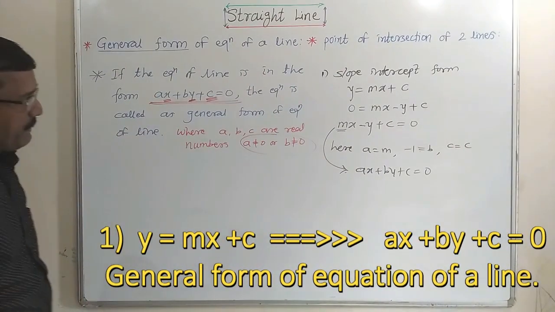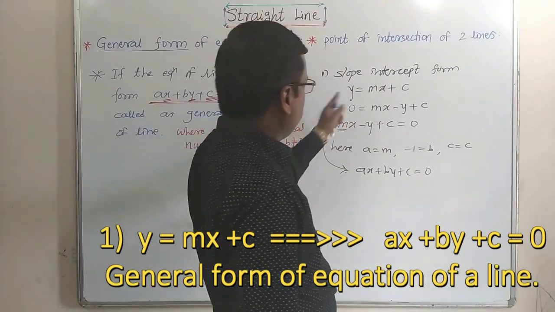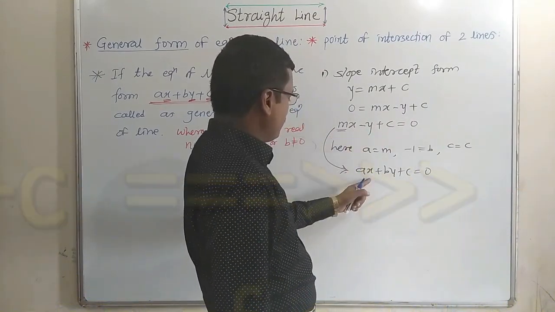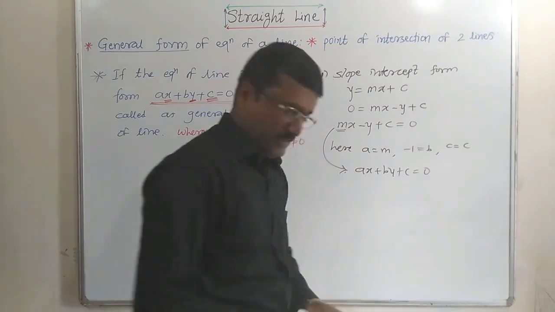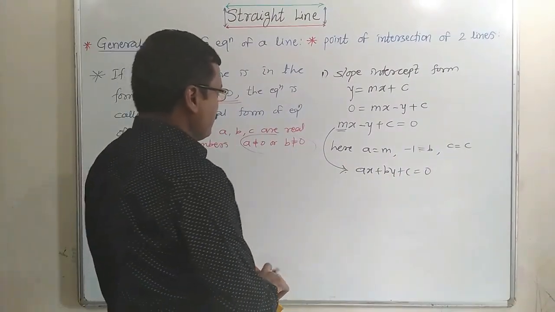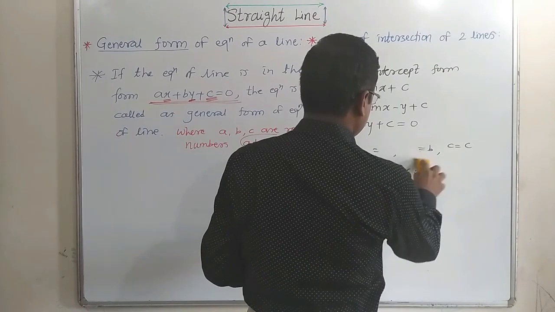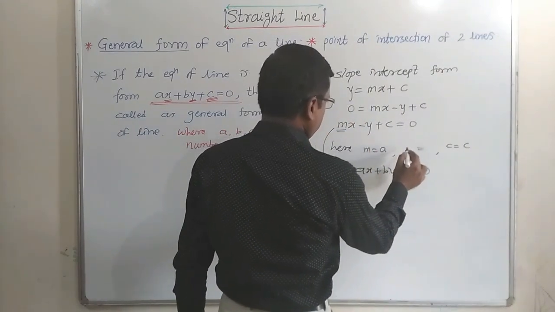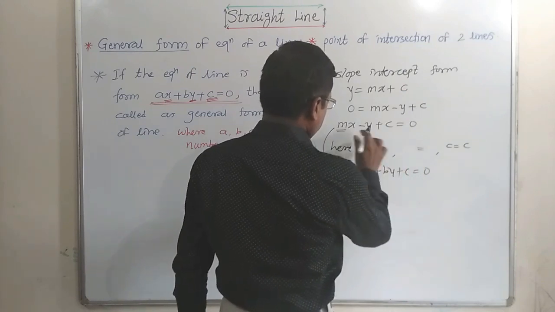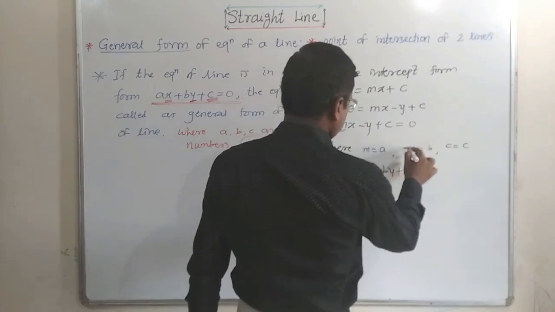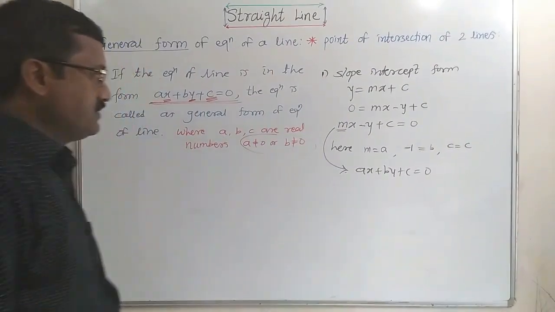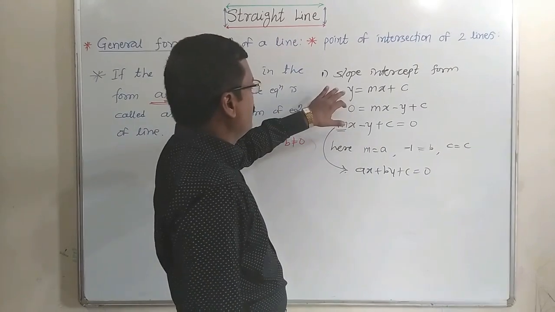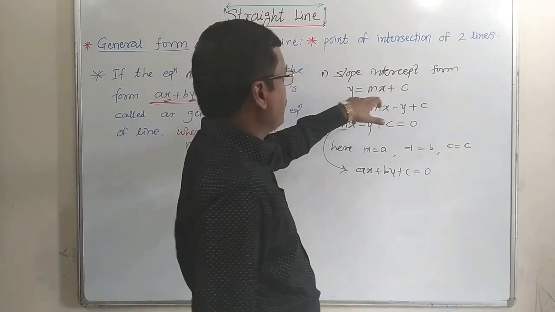Is it okay? What we have done? We have taken all terms to a single side. Then the coefficient of x is m. Or in reverse way, we can write here that let m equal to a, minus 1 equal to b, and c is equal to c. Then we get ax plus by plus c equal to 0. That is the general form of this equation of line, which was in slope intercept form.